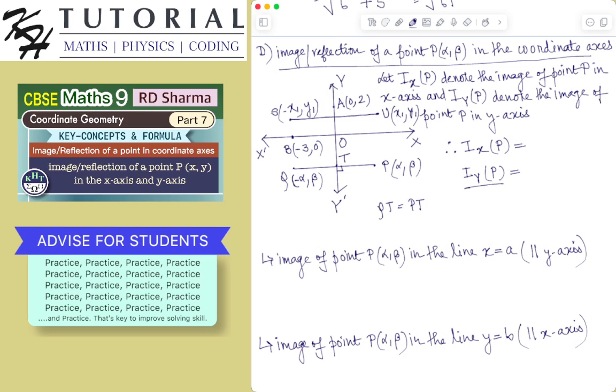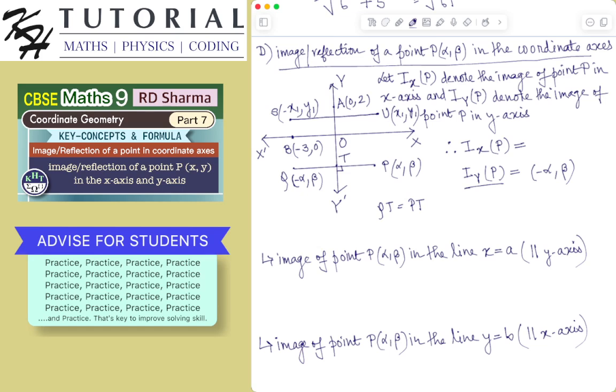Okay. So now if the coordinates of the point P are alpha comma beta, then mathematically what will be the image of the point P in the y-axis, that is I subscript y P? It will be minus alpha comma beta. When you take the image in the y-axis, the ordinate of the image and the point remains the same, but the abscissa are negative of each other. So the abscissa of point P was alpha, the abscissa of its image in the y-axis will be minus alpha.